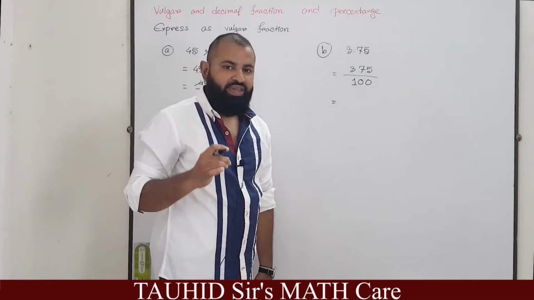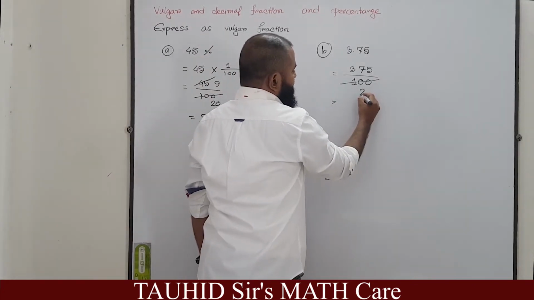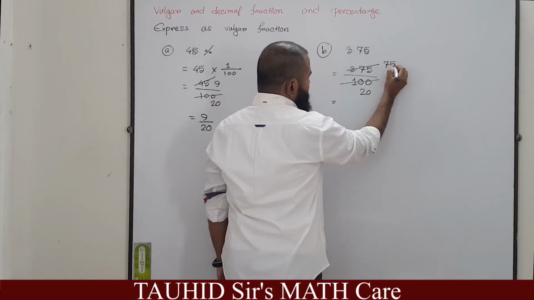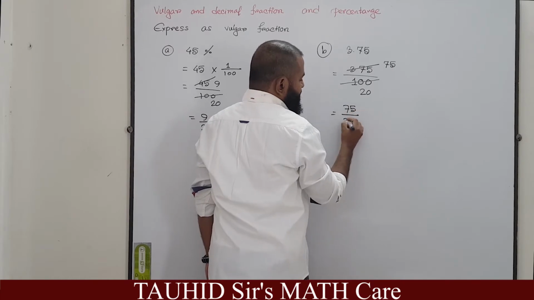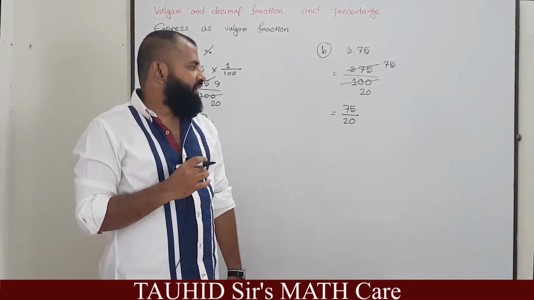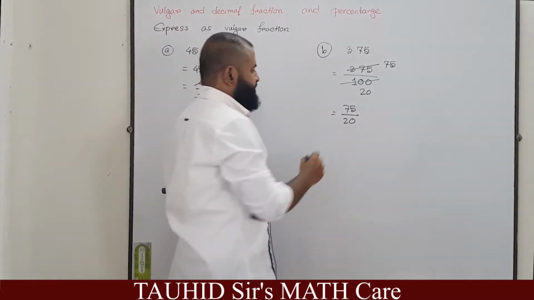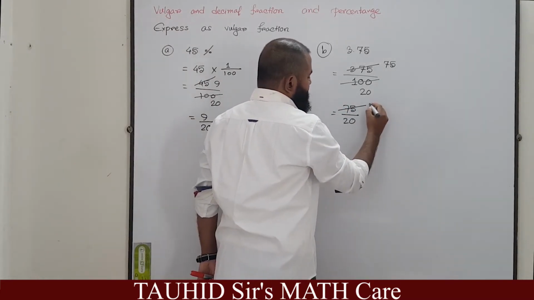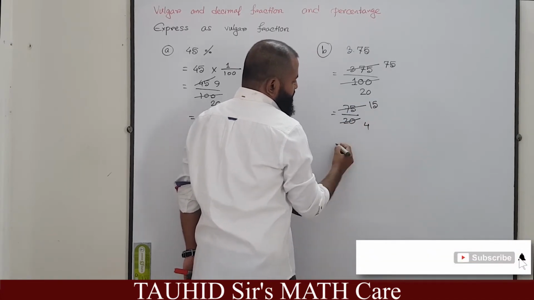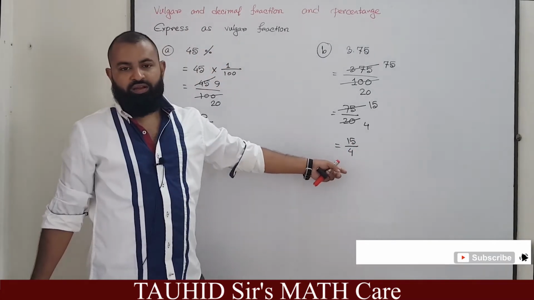We can simplify it further. We can divide both by 5. If we divide it by 5, we get 20. If we divide it by 5, we get 75. So we get 75 by 20. This is a vulgar fraction and we can simplify it further. We can divide both denominator and numerator by 5. If we divide it by 5, we get 15. If we divide it by 5, we get 4. So finally the answer is 15 by 4. This is a vulgar fraction.